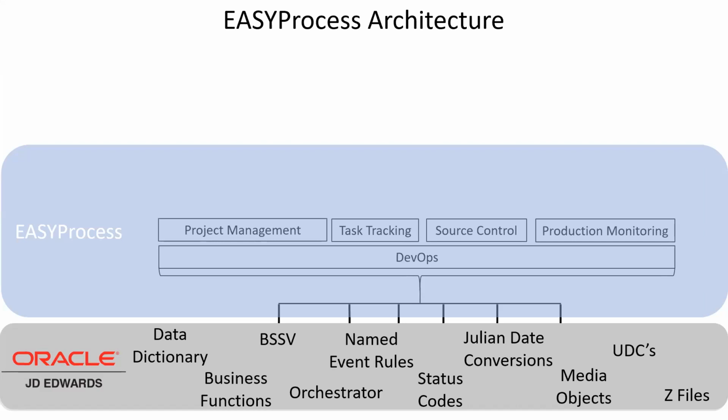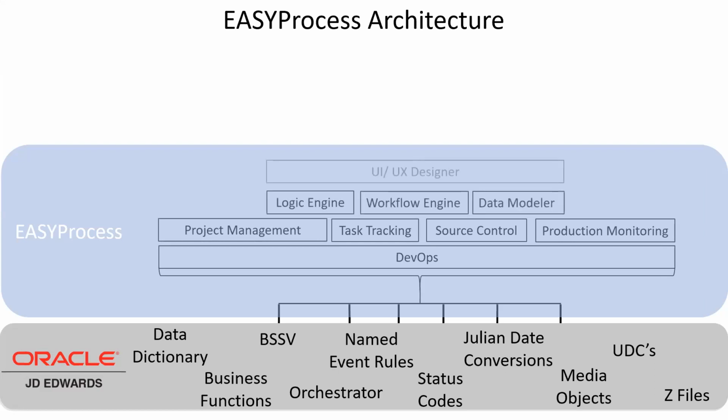So on top of that, we have a logic engine, a workflow engine, a data modeler, and the UI UX designer. None of this is writing code. It's all drag and drop. If you know how to put a workflow together, you can do our logic. Our workflow engine itself is incredibly robust and allows you to do a ton of stuff, and it has built-in reporting. You can create your own tables if you don't want to use the Z files or the current JDE tables. If you have more information that you need to store, we can do that too.